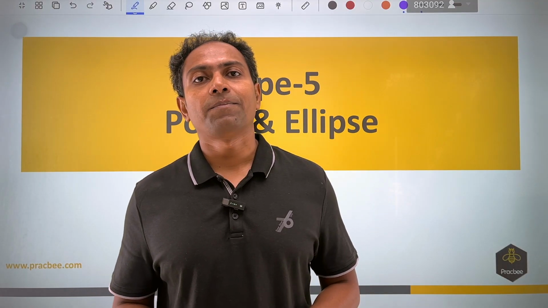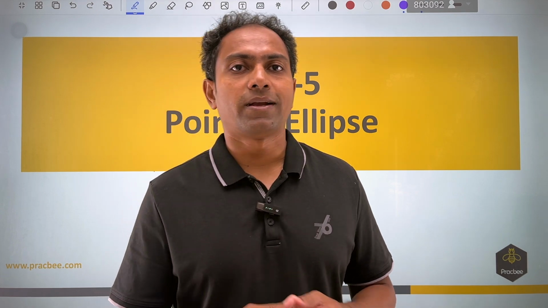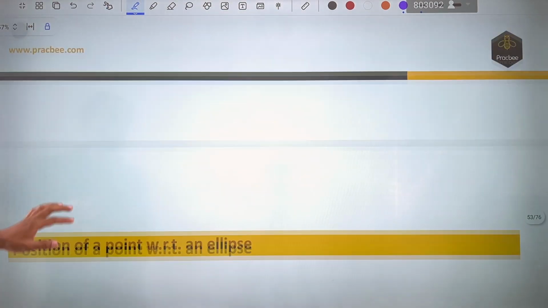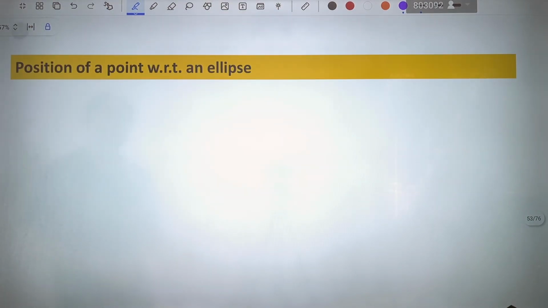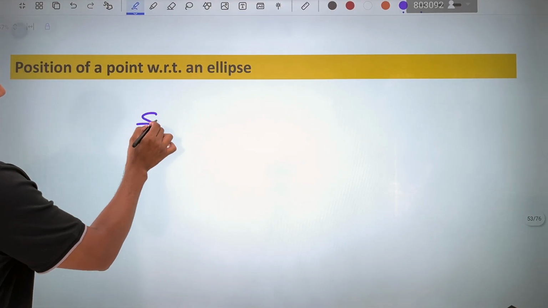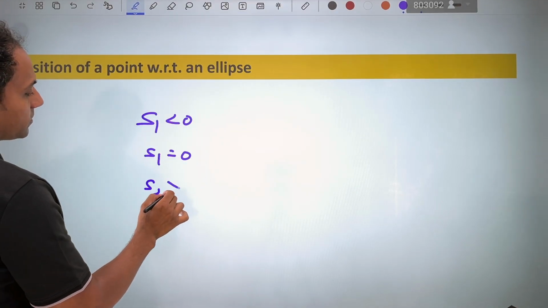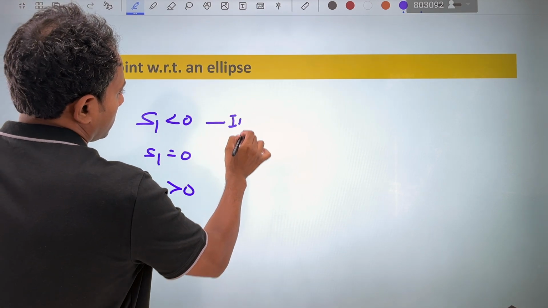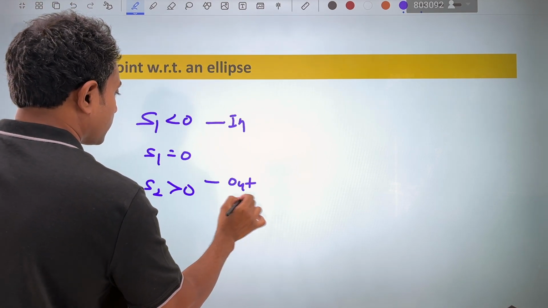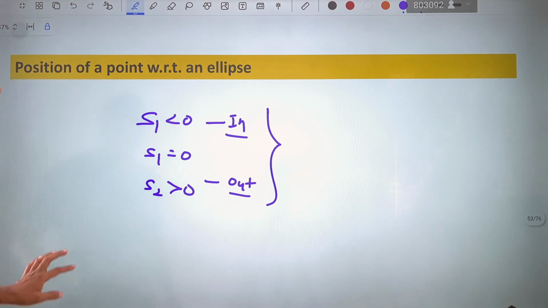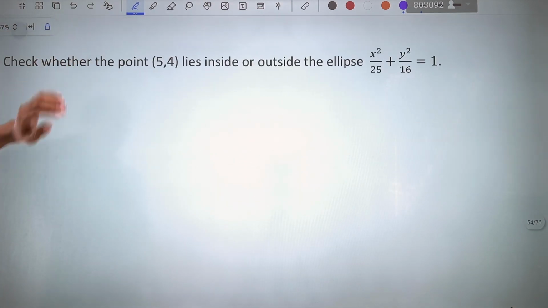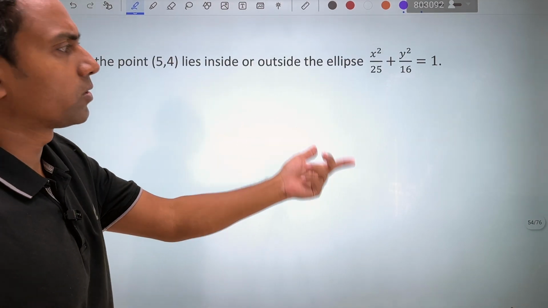The next problem type is nothing but problems based on point and ellipse. What is the condition here? If a point lies inside the ellipse, then S1 will be smaller than 0. On the ellipse, S1 is equal to 0. Outside the ellipse, it is greater than 0. So this is for in, this is for out. These conditions will become opposite in the case of hyperbola. And this question will not be asked in ellipse but in hyperbola. I will show you just a small question to give you a glimpse.